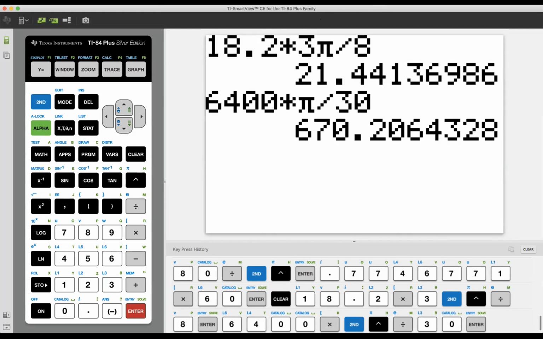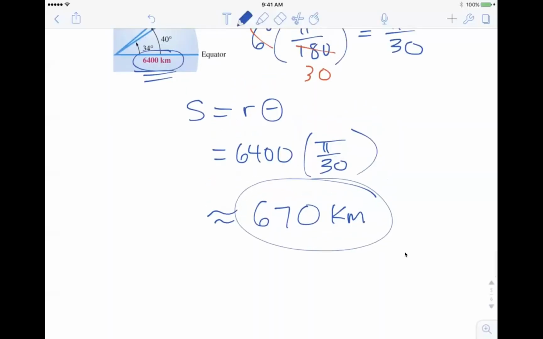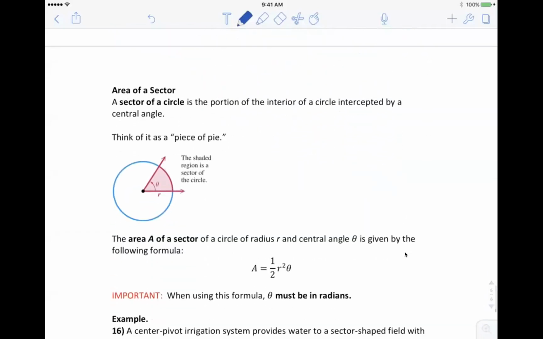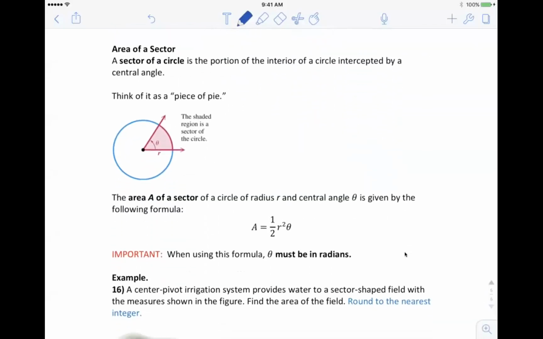Okay, last type of problem we're going to look at. Sorry, let's show you my work there. 670 verified. Okay, next one, area of a sector. So now we're talking about the piece of a pie. A sector is a portion, that red shaded area. That one has a little formula, right? Half r squared theta has to do with the area of a circle with a fraction thereof, right?